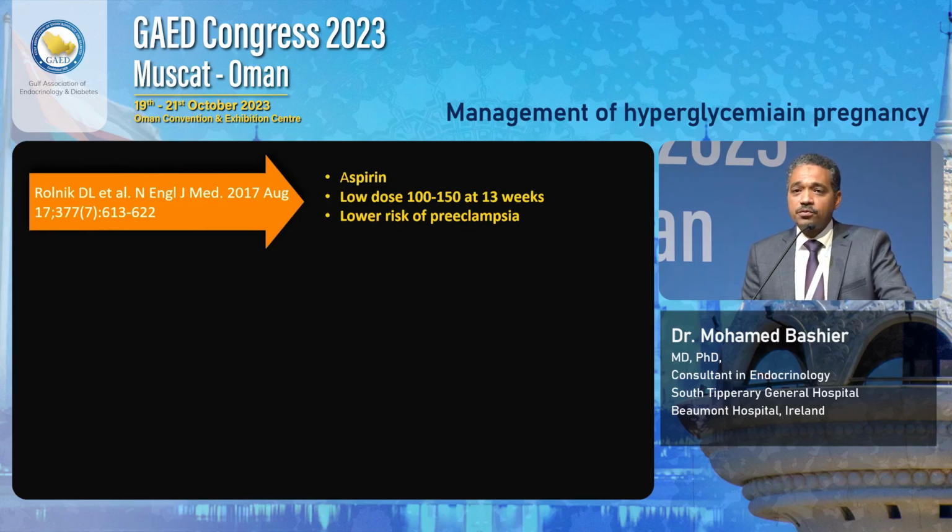One is the use of aspirin in type 2 diabetes. This is very critical. It's recommended as early as 13 weeks gestation, and that lowers the risk of preeclampsia. We've finished analyzing about 1,200 women, and preeclampsia rates in our cohort were reduced by 60% after the introduction of aspirin to the management system.